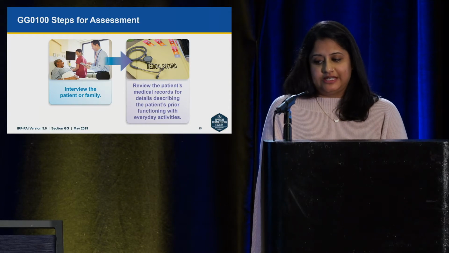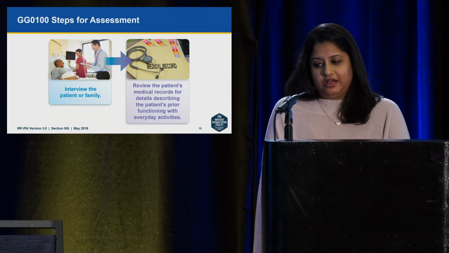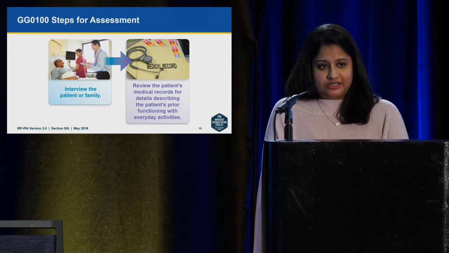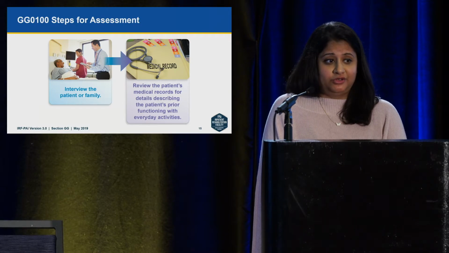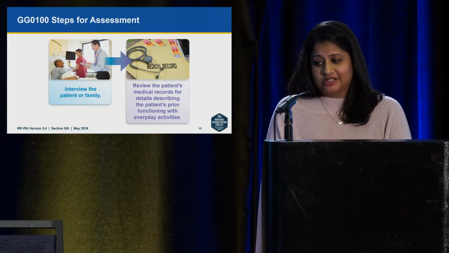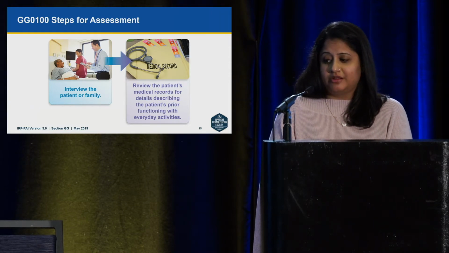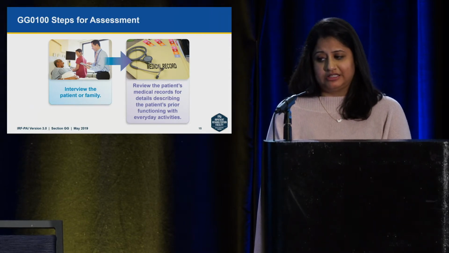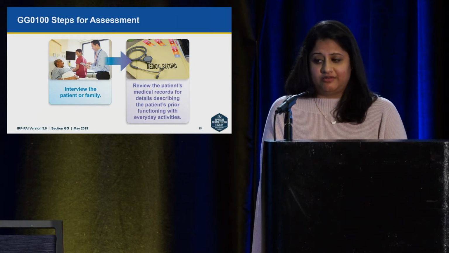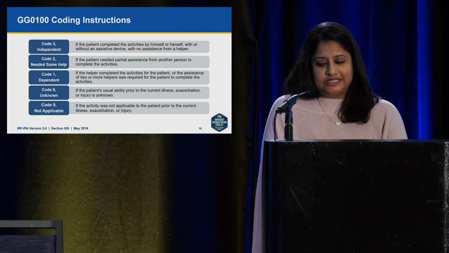The steps for assessment start with interviewing the patient or the family. We'll see with the example in just a couple of minutes that interviewing the patient is very helpful, but you also get useful information from their family members, so don't discount that. Then reviewing the patient's medical records for details describing the patient's prior functioning with everyday activities also provides a lot of valuable information. As for the coding instructions, as I mentioned, this is different from the 6-point scale with other section GG items.